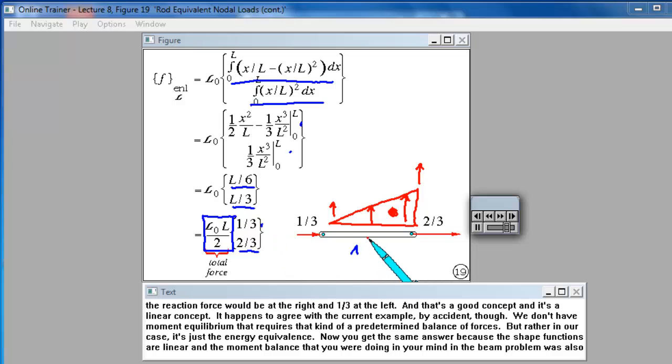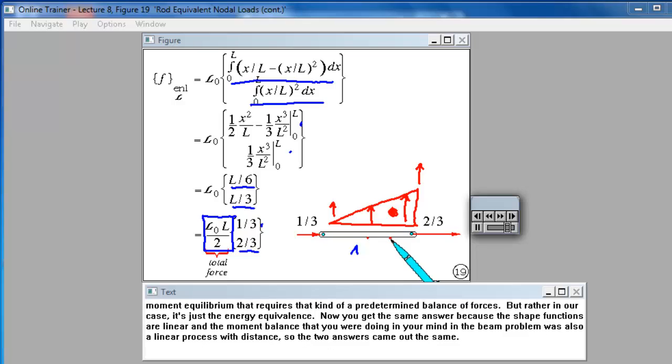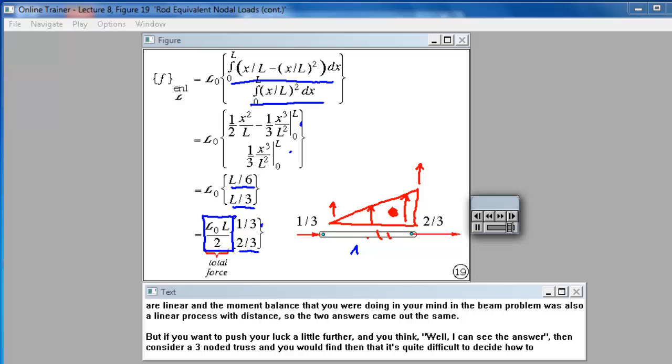example by accident, though. We don't have moment equilibrium that requires that kind of a predetermined balance of forces. But rather, in our case, it's just the energy equivalence. Now, you get the same answer because the shape functions are linear, and the moment balance that you were doing in your mind in the beam problem was also a linear process with distance. So the two answers came out the same.